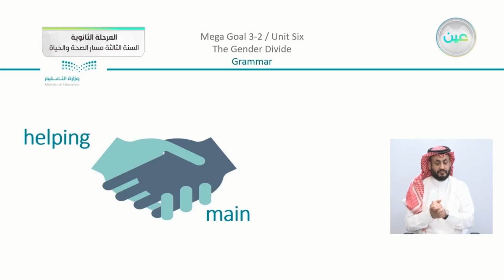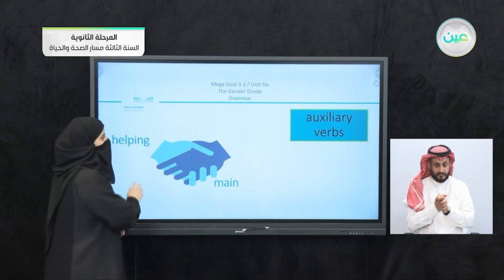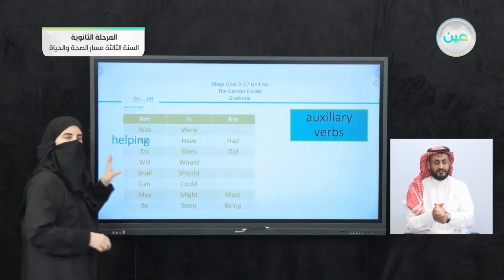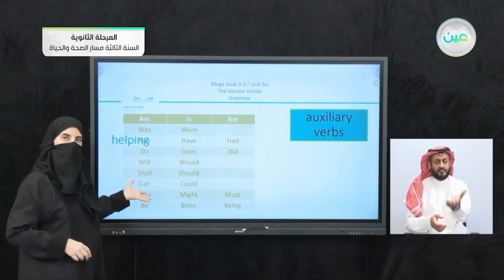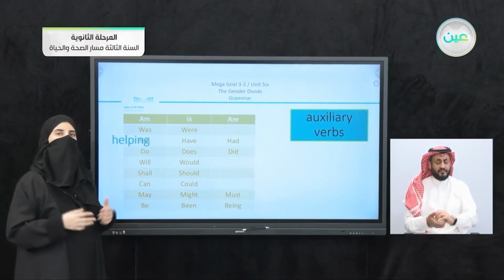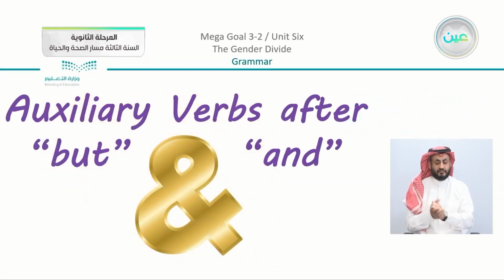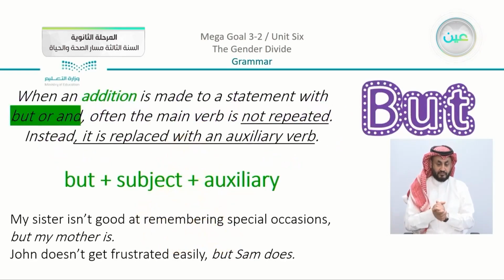So we have here, just to revise, that we have helping, or we can just call them auxiliary verbs. There are different types of auxiliary verbs as we studied. We passed by them within the unit. Now all of these verbs, they are called either helping or auxiliary verbs. Now we're going to move on with our sentence here. Or sorry, just to revise also auxiliary verbs after but and. We have here but, to use it with the subject and the auxiliary. Now, for example, my sister isn't good at remembering special occasions, but my mother is.